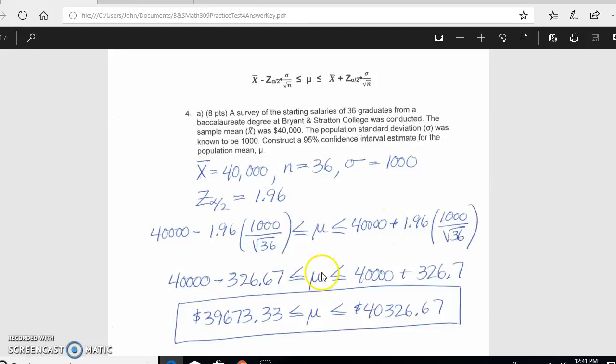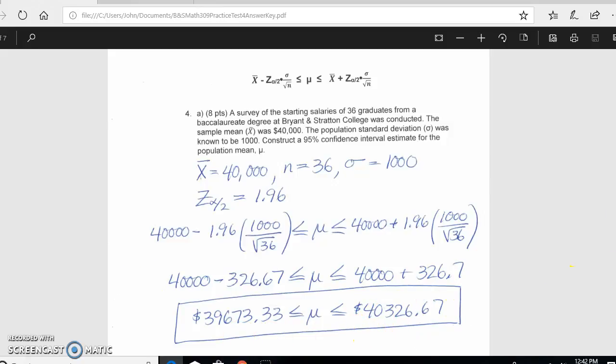So when you do your calculations here, you should get 40,000 minus 326.67, rounded off at the hundredths place. You have to remember that the square root of 36 is in the denominator, and that is going to be a 6 here, and the same thing over on this side. And then your final confidence interval should be what you find here when you finish the calculations.